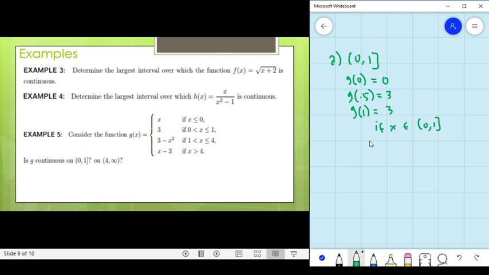Okay? So when we test also the limit of f of x as x approaches c, it is equal to 3, which is the same as g of c, where the 0 value is excluded. So therefore we can say that from 0 to 1, wherein 0 is excluded, the values of g of x are equal to 3. So therefore we can say that g is continuous on the interval from 0 to 1.